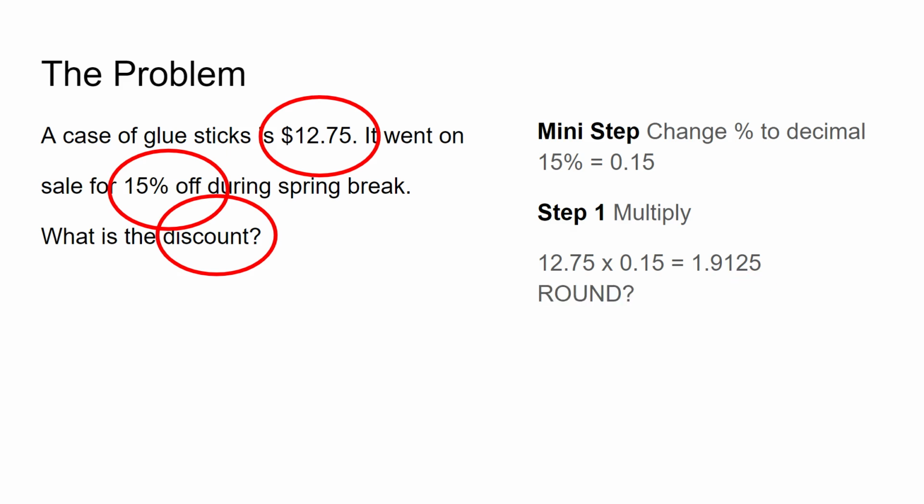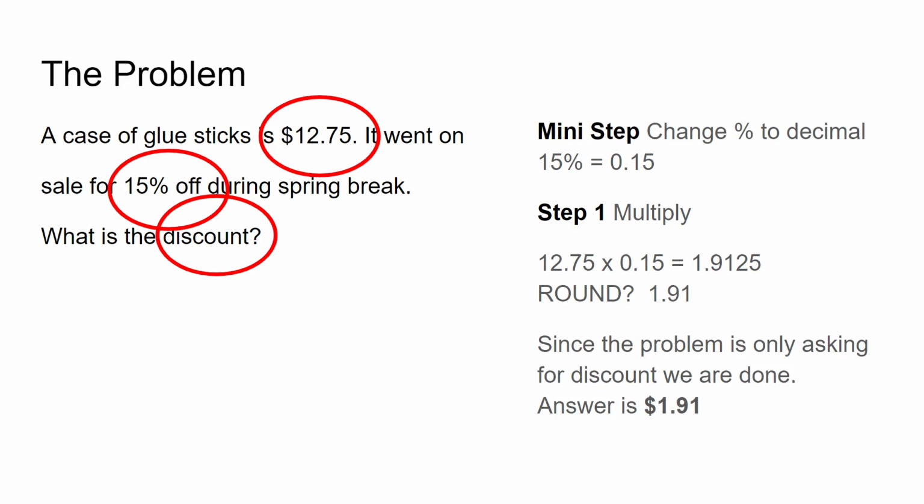So in reality, I have just $1.91, right? That's what the discount is. In this case, I'm completely done because the problem was only asking me how much was the discount, and we found out that it's $1.91.